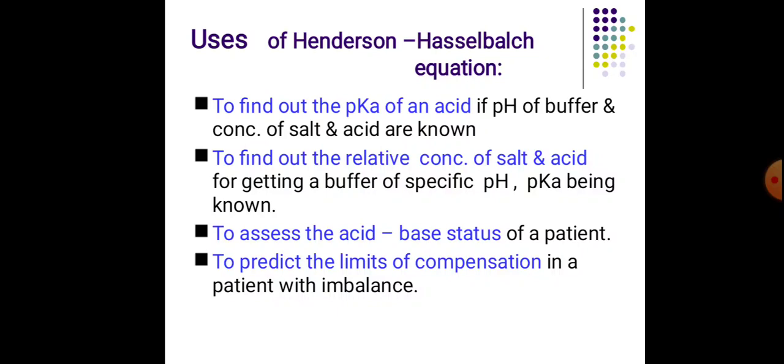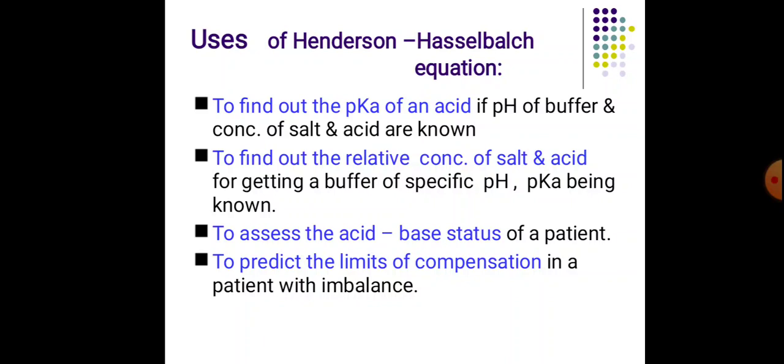So these are the uses of the Henderson-Hasselbalch equation. Which all are they? To find out the pKa of an acid, to find the relative concentration of salt and acid, to assess the acid-base status of a patient, and also to predict the limit of compensation in a patient with imbalance.